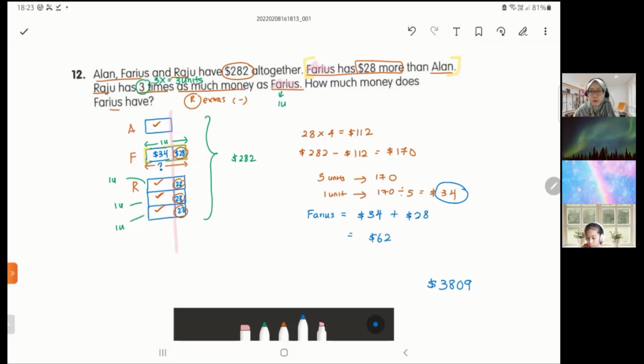Now, what kind of model did I draw? I drew comparison model, but I use my stack model also. Okay, I use my stack model by using my comparison units as well. So you see comparison unit model, you can use stack model anytime.